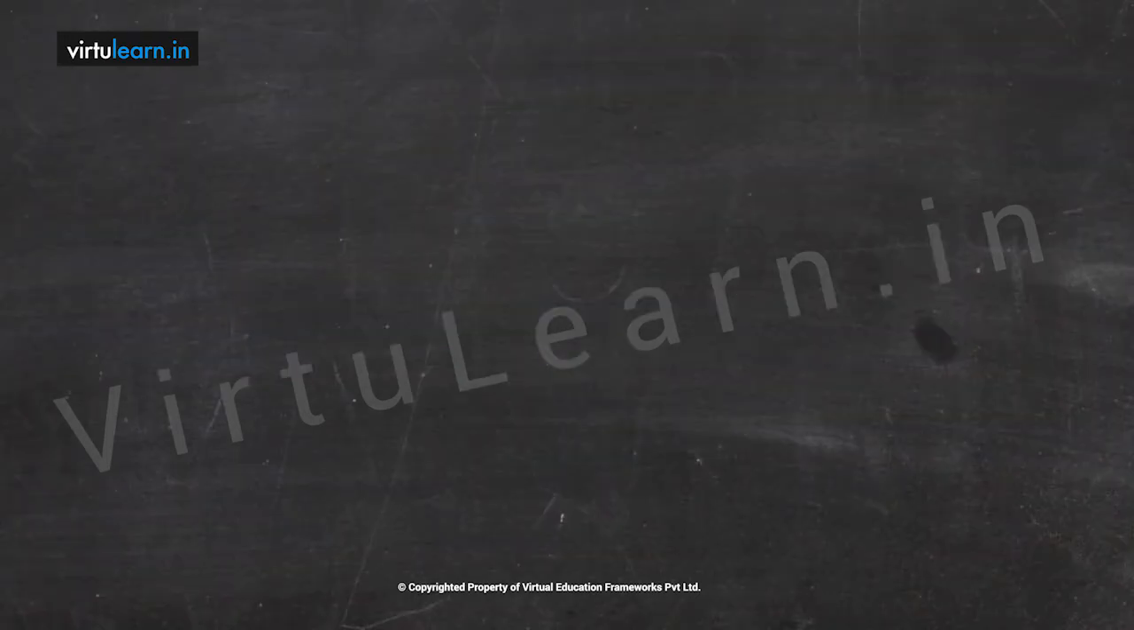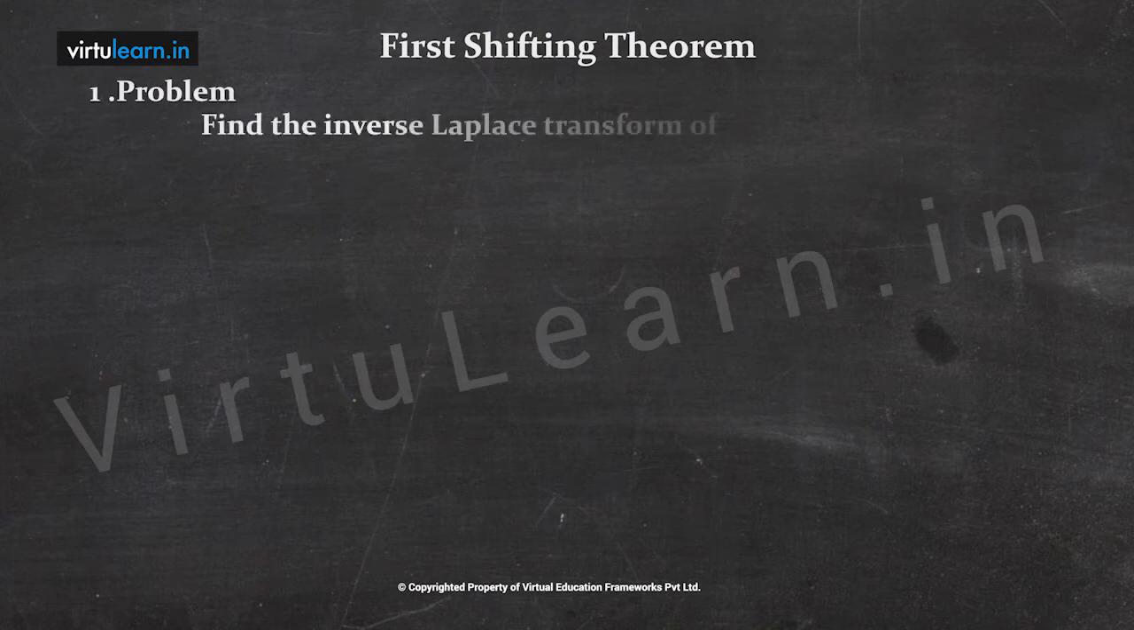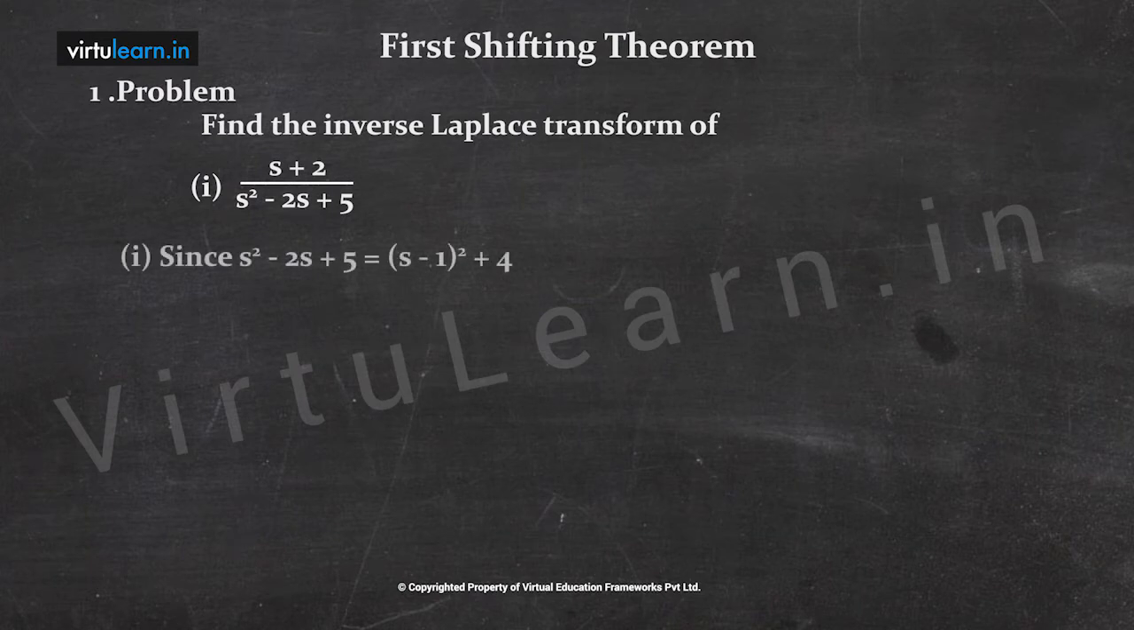Now the problem based on first shifting theorem in inverse Laplace transform. Now let me take one problem. Find the inverse Laplace transform of (s plus 2) by (s square minus 2s plus 5). First of all, you should consider the denominator part. Actually s square minus 2s plus 5 is there.